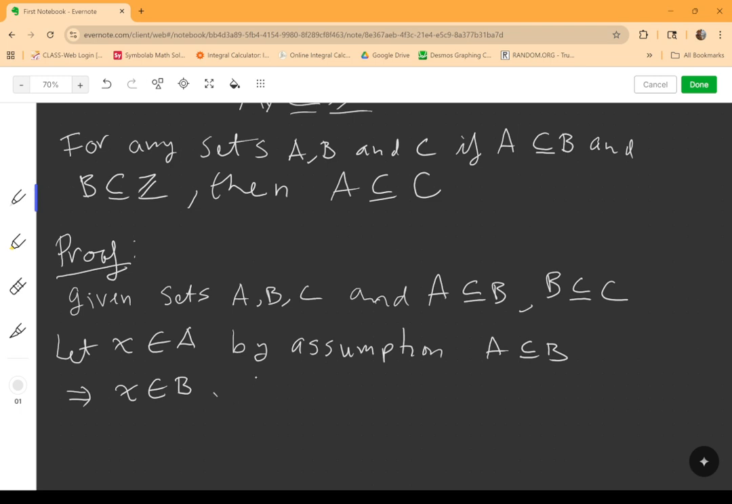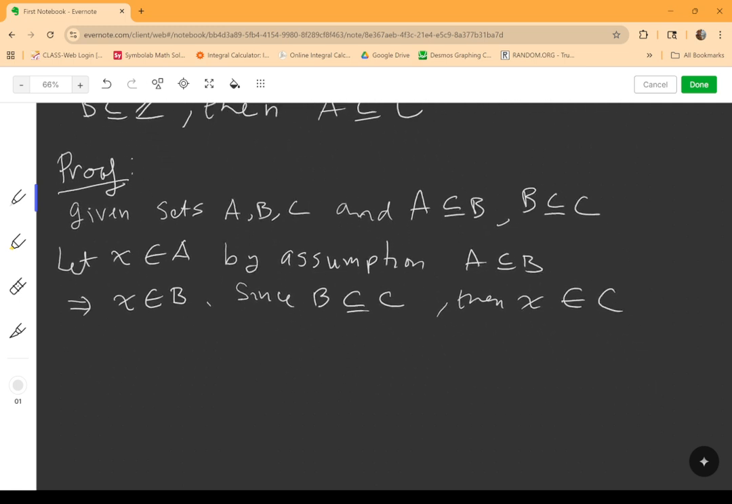But also by assumption, since B is a subset of C, then X is an element of C. Now, the value of X was arbitrary, so it could be any element of A. So any element of A will also be an element of C. Therefore, we come to our conclusion: A is a subset of C. And that is how we show this proof here.